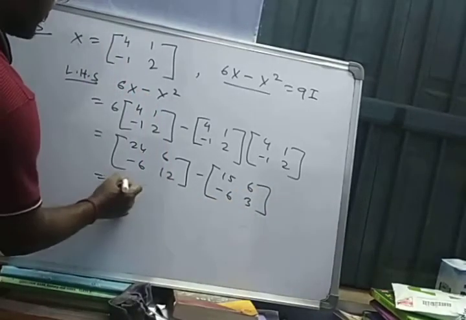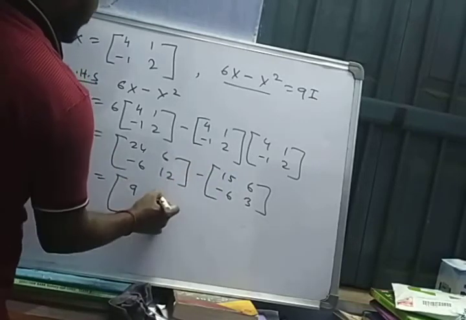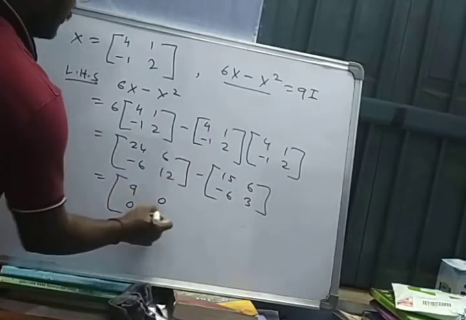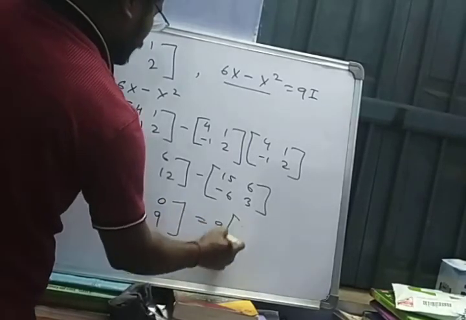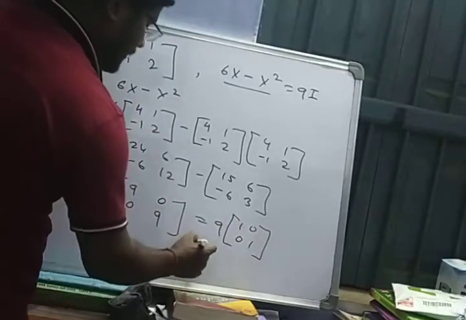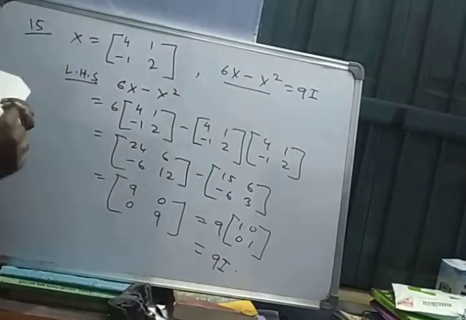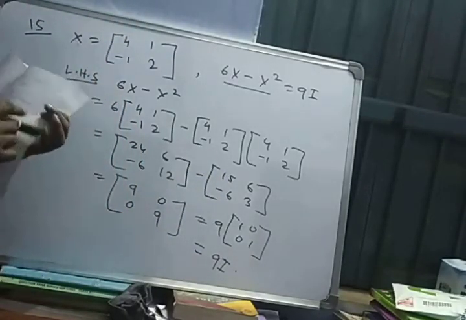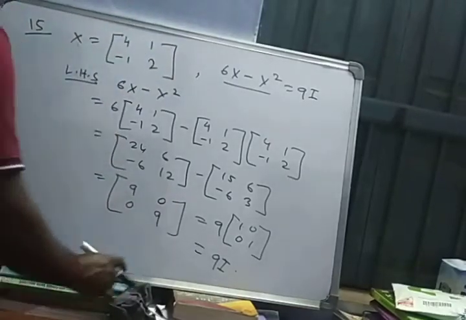Now subtract this. 24 minus 15, 9. 6 minus 6, 0. 0. This is 9. If you take 9 as common, then it will be 1, 0, 0, 1, which is the identity matrix. So we can write 9I. This is the right hand side. Okay, right hand side. Just prove it.